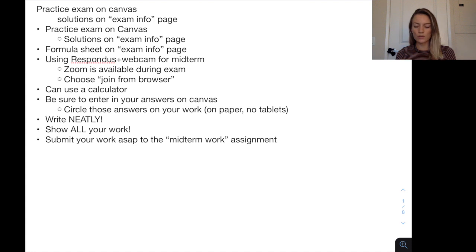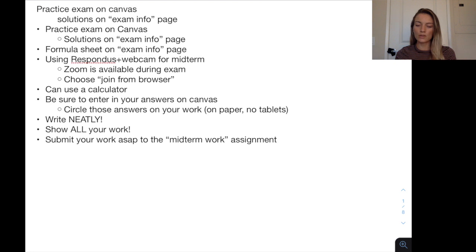You can also use a calculator, and the exam will be similar to the practice midterm: 4 or 5 multiple choice, and then 3 short answer with multiple parts. Obviously, for the multiple choice part, we're not going to consider any work. There's no partial credit on the multiple choice. It's just whatever you put in there as your answer, that's your answer. There will be partial credit on the short answer, though.